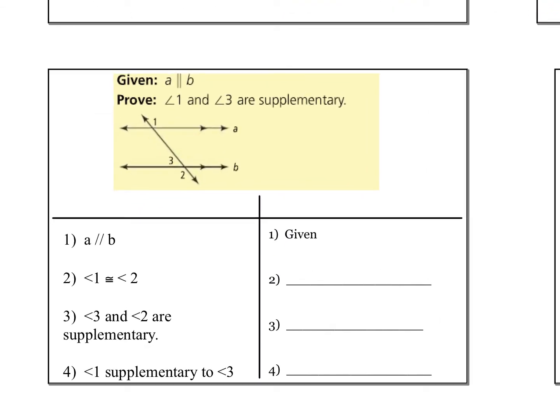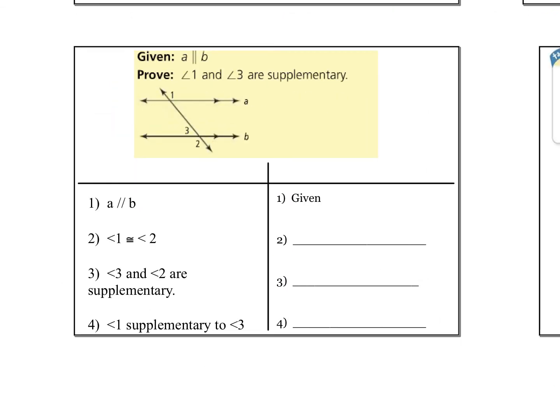Wait, how'd you get 2 and 6 up there again? A is parallel to B. We are given that these lines are parallel, so we mark them parallel with those extra arrows. 1 is congruent to 2 because they are alternate exterior angles, which are congruent when lines are parallel. And I've got lines parallel, so I can say that.